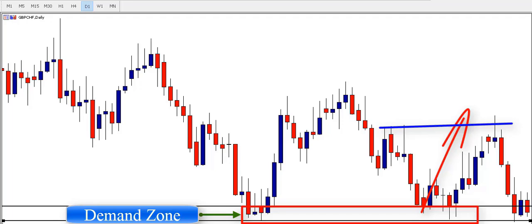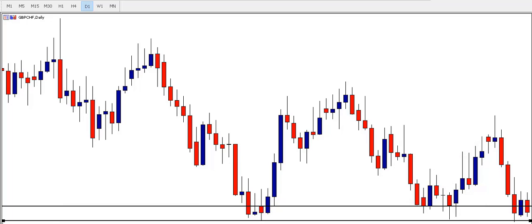We will talk about trading strategies in future lessons. Now just focus on how to identify the patterns. Let me give you another example.